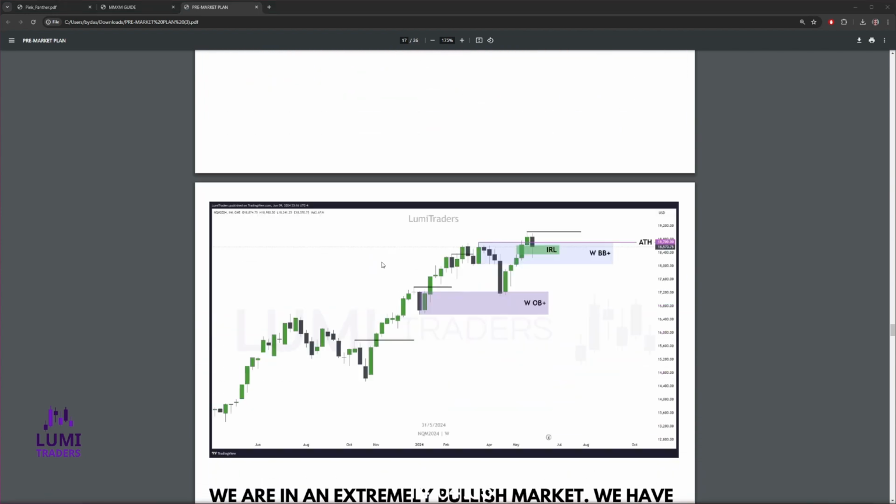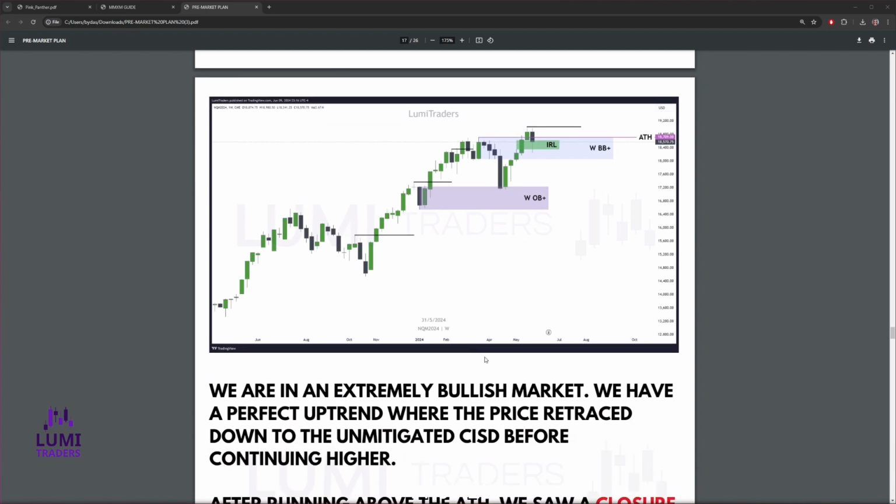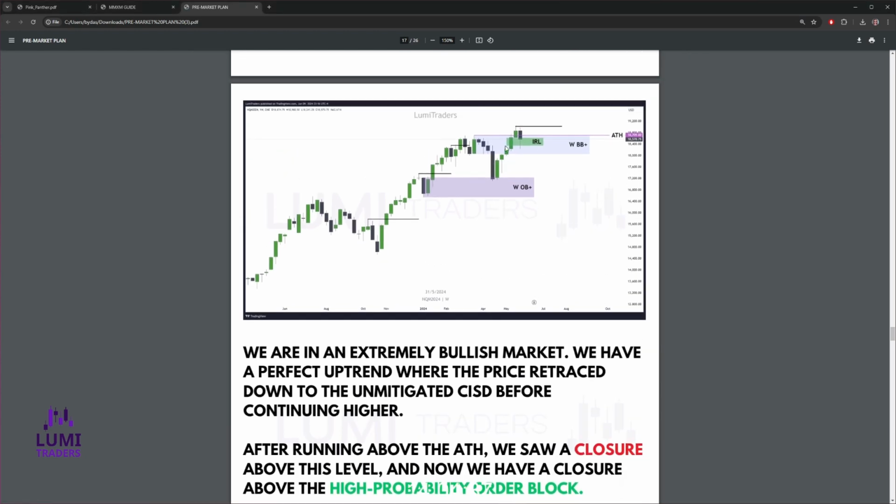Okay. What I was able to see here. By the way, it was posted in my pre-market plan, so it's not in hindsight. It was posted in my Discord before market open. So I posted exactly what I'm going to talk about here. So we can see on weekly chart we have an extremely bullish trend. We have a perfect uptrend where the price did trace down to the unmitigated change in the state of delivery, unmitigated order block, before continue going higher, right?